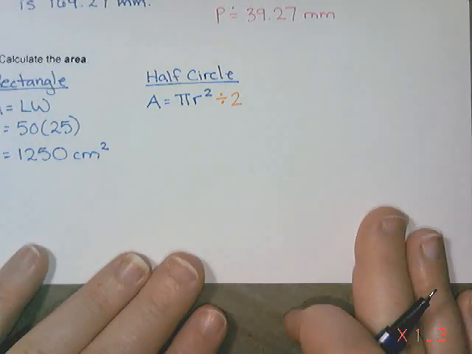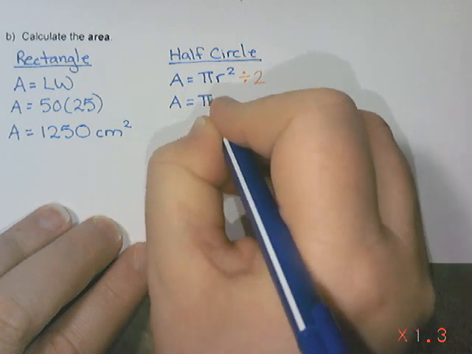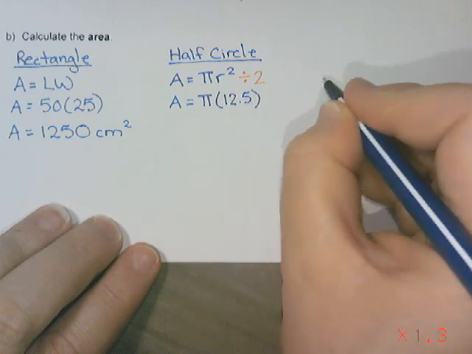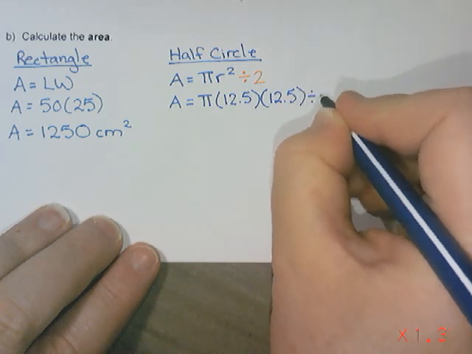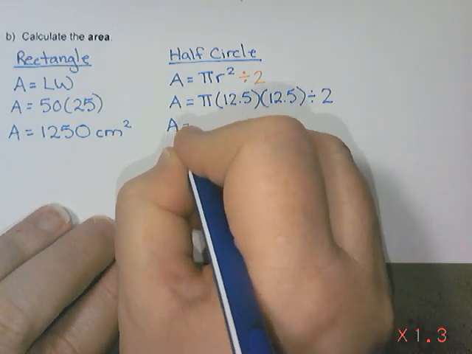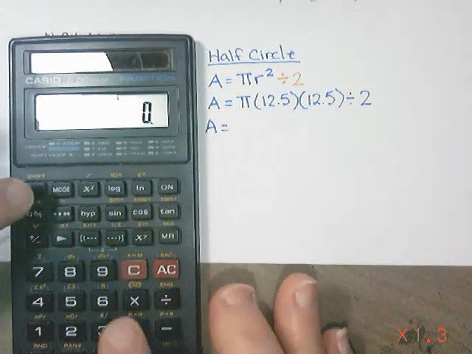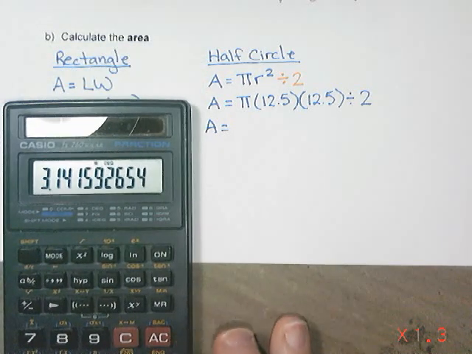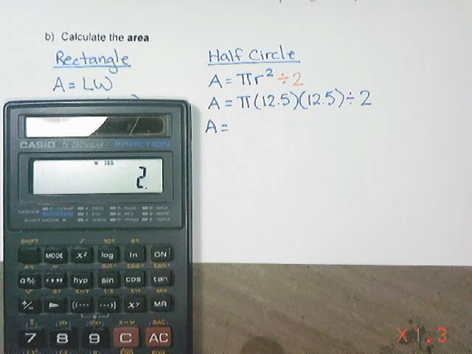So when I go to calculate my half circle, I have area equals pi times radius, so 12.5. And then you have a choice. You can either write squared, or I like to just do it twice because that's what a square means, and then divided by 2. Okay, so pi. I'm using my pi button, or 3.14159 if you don't have a scientific calculator. All right, times 12.5 times 12.5, or 12.5 squared, and then divided by 2.